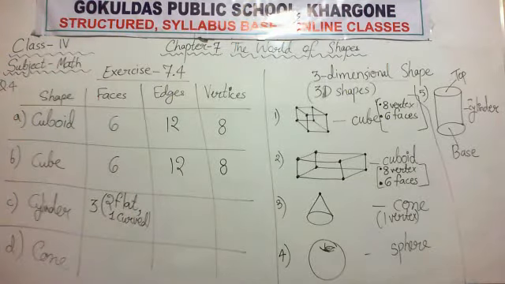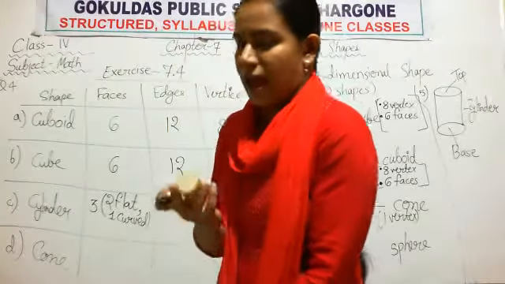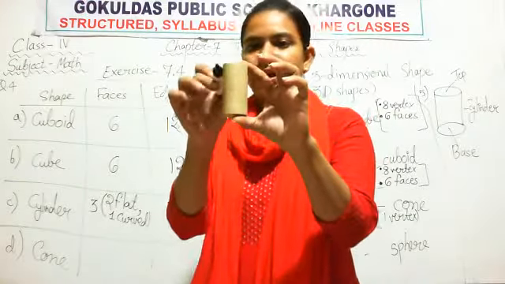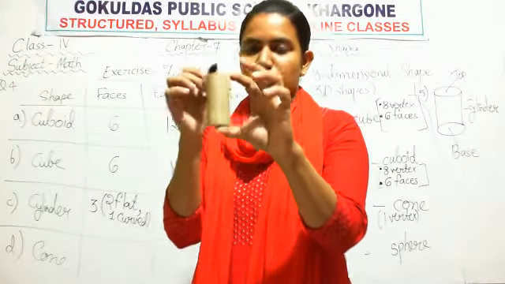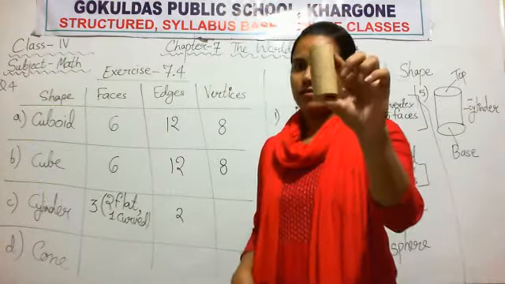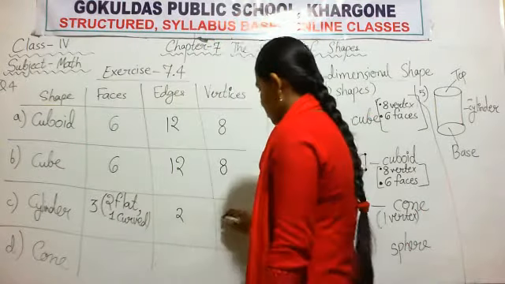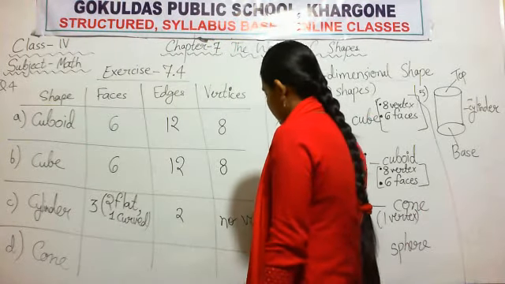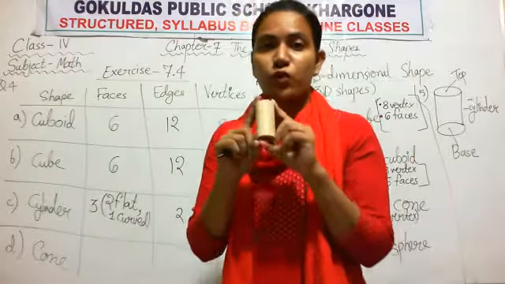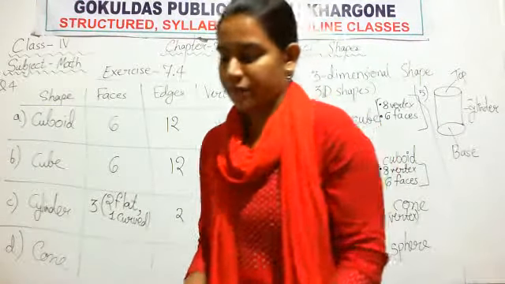Okay. How many edges does it have? Identify. It has 2 edges. How many vertices does it have? It has no vertex. So write no vertex. Vertex is the meeting point of two lines, but there is no line in this shape. Okay.